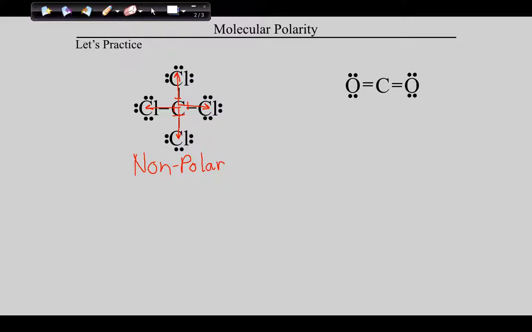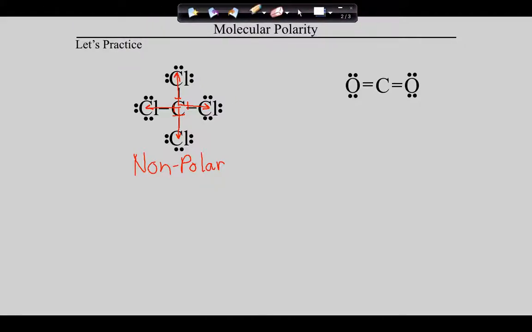So now what we need to do is draw in our polarity arrows. How do we know which direction the arrows point? Electronegativity. So guys, which is stronger, oxygen or carbon? Yeah, that's just a simple trend, right? Oxygen is to the left of carbon. So this would then be polar towards the oxygen, and this would then be polar towards the oxygen.